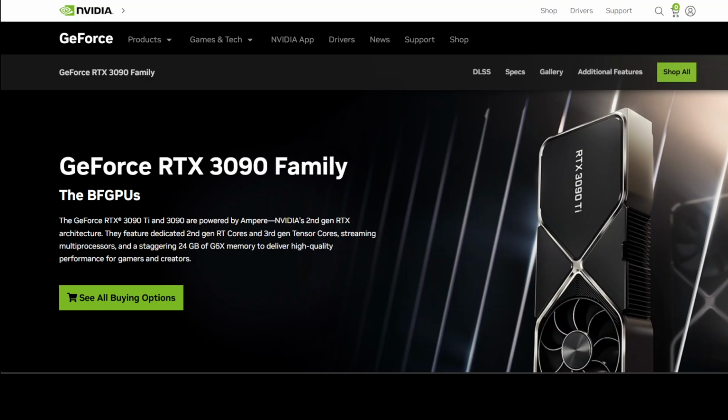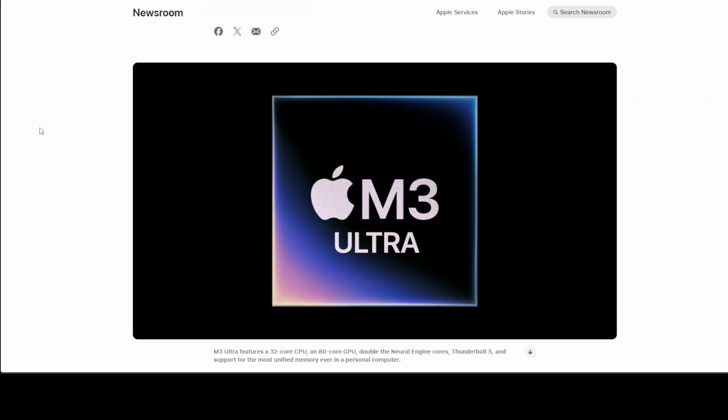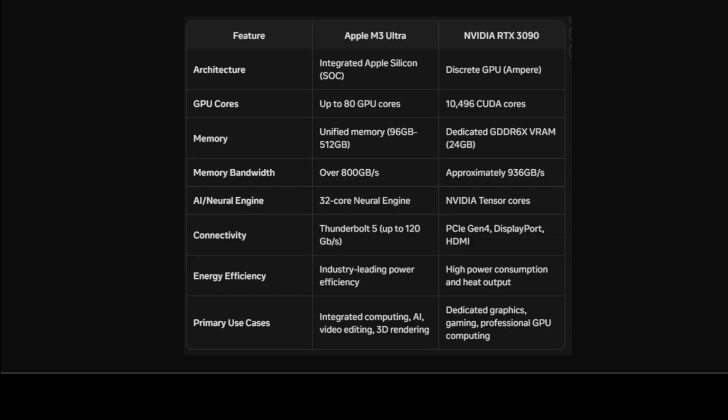If you look at the technicalities of both of these, one of the things which stands out when it comes to this M3 Ultra is its unified memory. Unified memory refers to a single pool of high bandwidth, low latency memory that both the CPU and GPU components within the Apple system on chip can access directly and simultaneously. Let me show you the comparison in a tabular format while I explain.